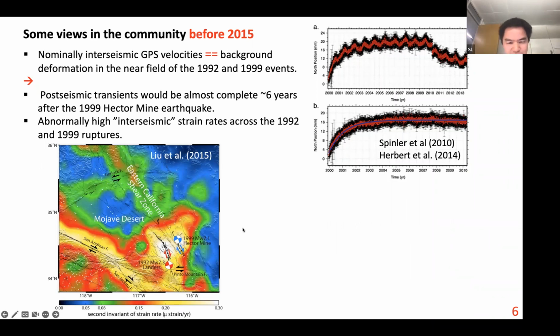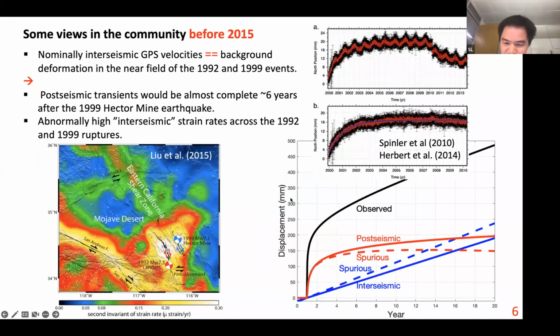Why did the previous studies get these quite weird patterns? Is it because we had not dealt well with the trade-off between the estimate of the postseismic signal and the interseismic signal? For example, the dashed line: we overestimate the interseismic, but we underestimate the postseismic deformation.